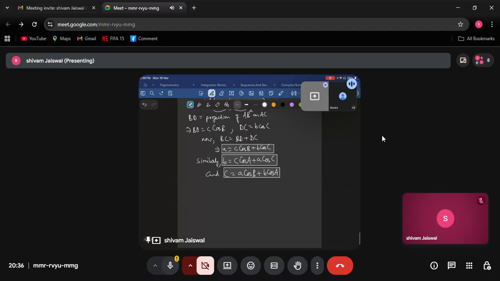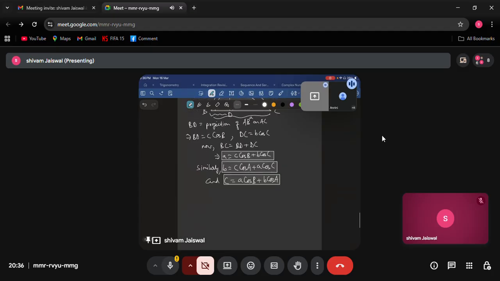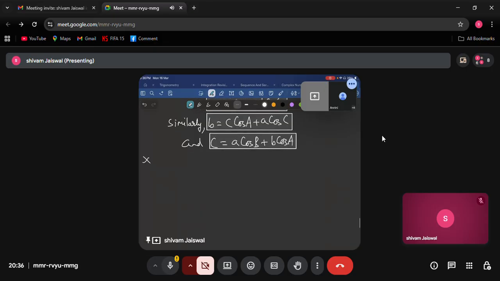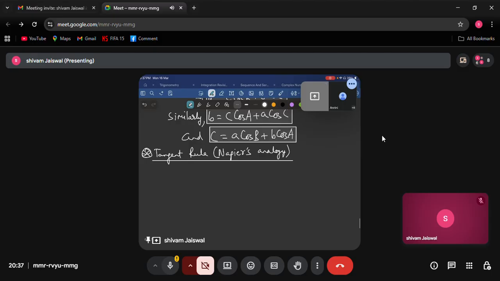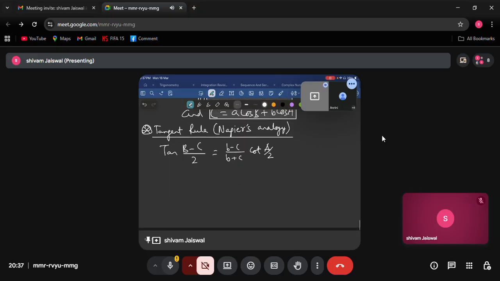Next, our next topic is tangent rule. Just like we have sine rule and cosine rule, we have tangent rule also. That is Napier's analogy. So what does it say? Tan of (B minus C) by 2 is equal to (B minus C) upon (B plus C) into cot A by 2. Okay, let us see the proof.